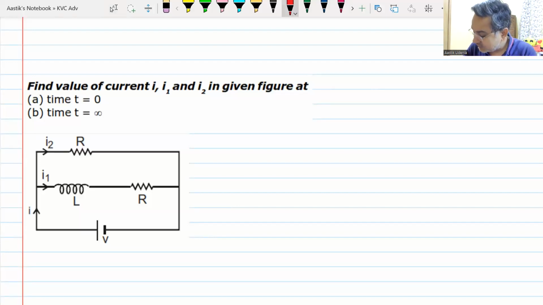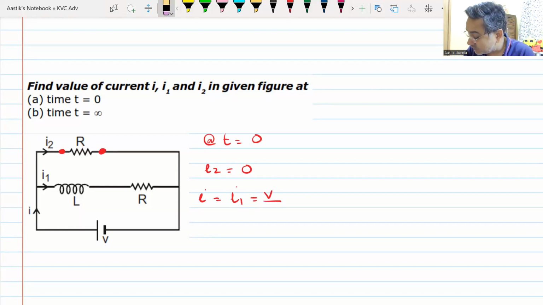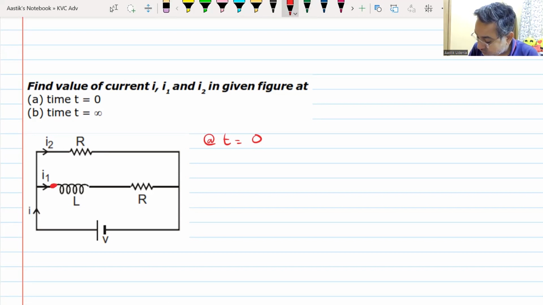So how are we supposed to do this? At time t equal to 0, what will happen? Current will be maximum. This will behave as an open circuit. So the value of I2 will be equal to 0. Oh sorry, I've written I2 as 0. I should have written I1 as 0. I1 is the current in the inductor wala branch. I have drawn it wrongly. So this inductor branch at time t equal to 0 will behave as an open circuit. So the value of I1 becomes equal to 0. Your I becomes equal to I2, and that becomes equal to V by R. Do we understand this? Yes, sir.